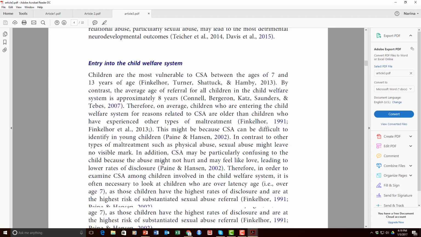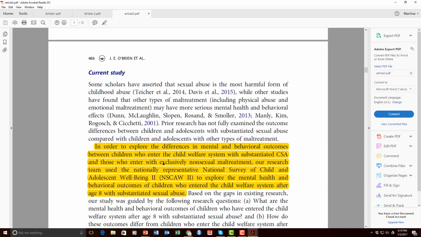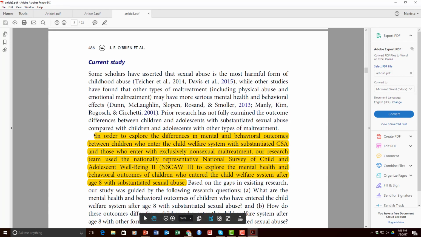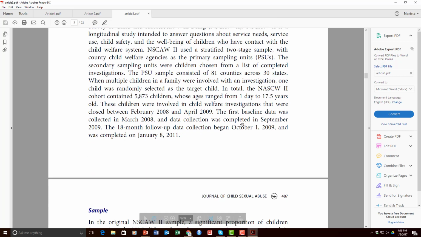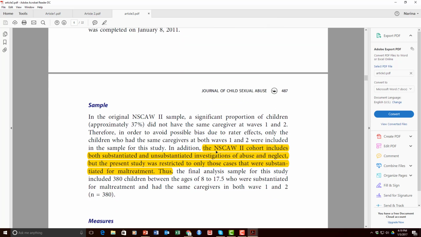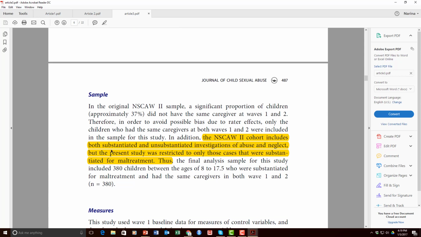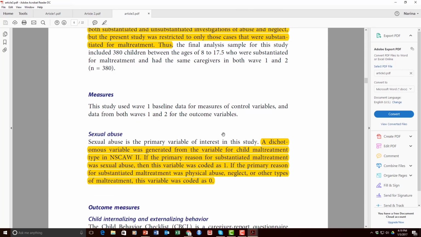So we go through the intro again. Don't really need to know that. Basically, here it tells you what this study is about. Okay, this is a cohort, substantiated and unsubstantiated investigations. But the present study was restricted to only those that were substantiated. So again, same thing. Okay, sexual abuse. It seems like this would be pretty important to measure this.